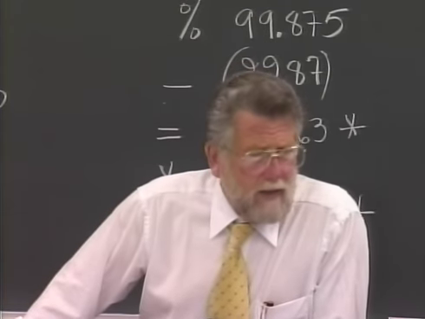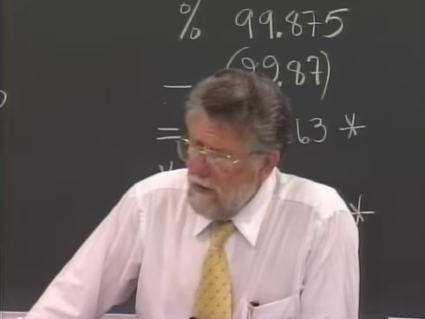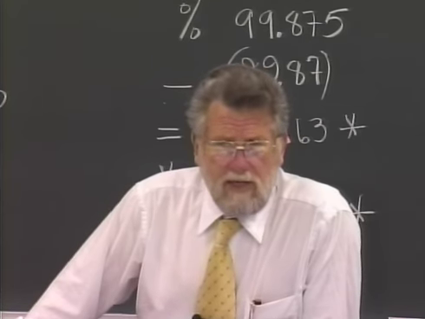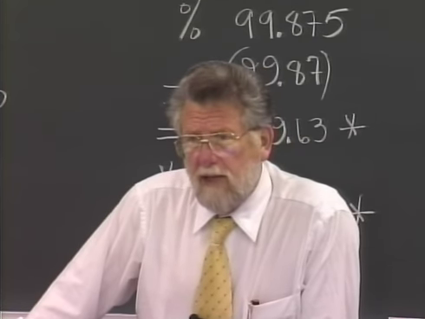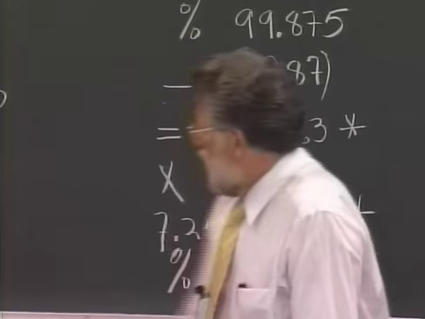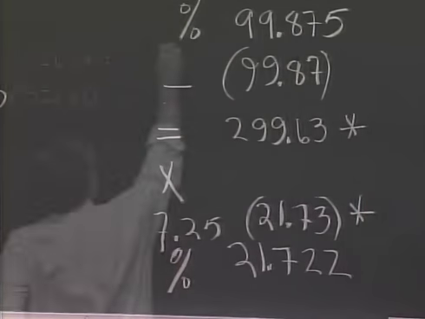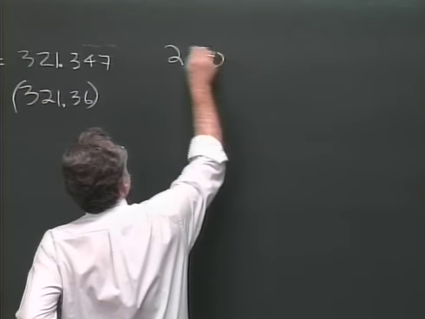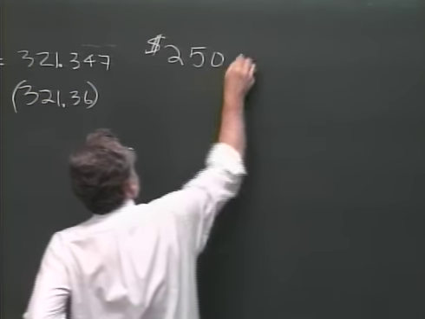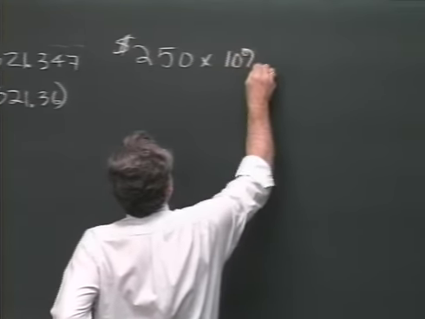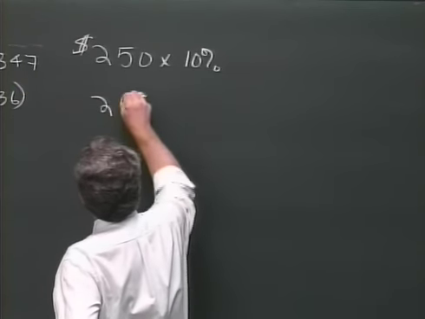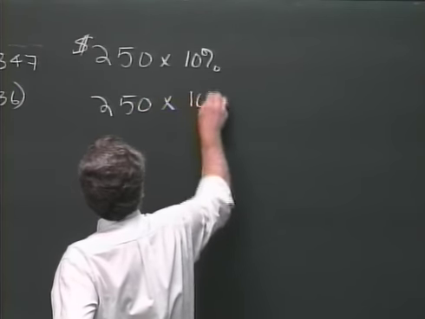10% is 10 over 100, which is 1/10. When you divide by 10, that's 10 to the first. The decimal goes one place to the left. So if I go to the board and I look at $250 and I want it times 10%, my argument is that that's 250 times 10 over 100.